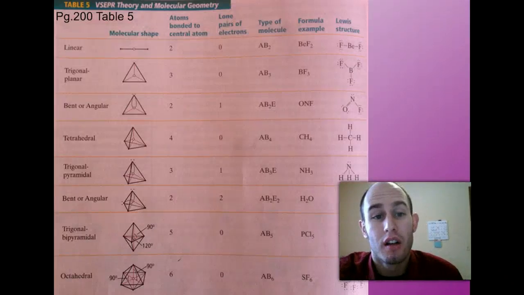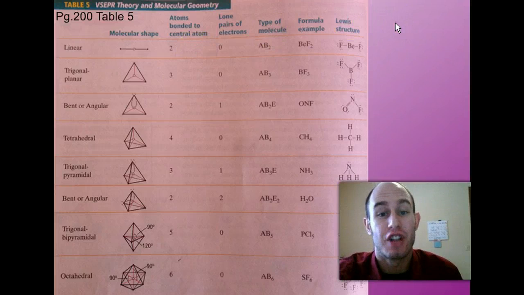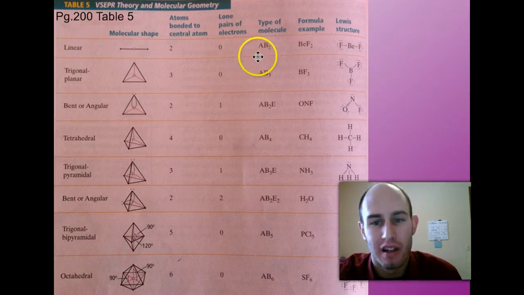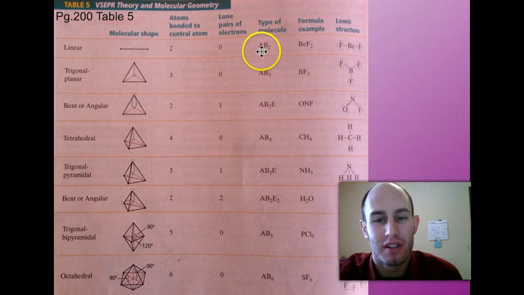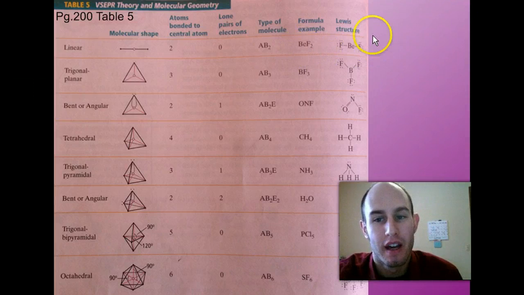Now, on page 200 in your textbook, table 5, it looks similar to this right here. You can get each molecular shape, the atoms bonded to the central atom, as well as the lone pairs of electrons that you are going to find around the central atom. And we represent these in a generic formula, AB. So AB2 here could be something like CO2, or an example formula BeF2, and then its Lewis dot structure, what it is similar to look like.